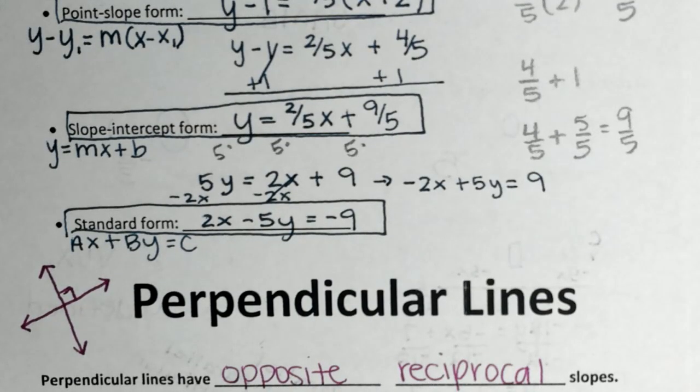Would it matter if you didn't change the negative on the C? Yeah, it would be wrong. Does it really matter? Yes.